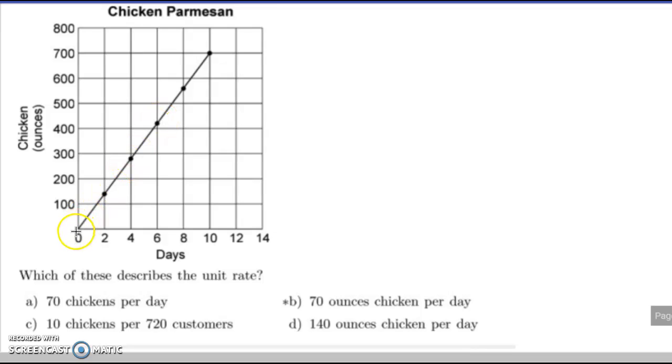So this is what I would do. I would start on the bottom and I would look at these points. There's only one point here that actually sits on that grid beautifully. And it shows that in 10 days, the restaurant uses 700 ounces of chicken. So they use 700 ounces of chicken in 10 days.